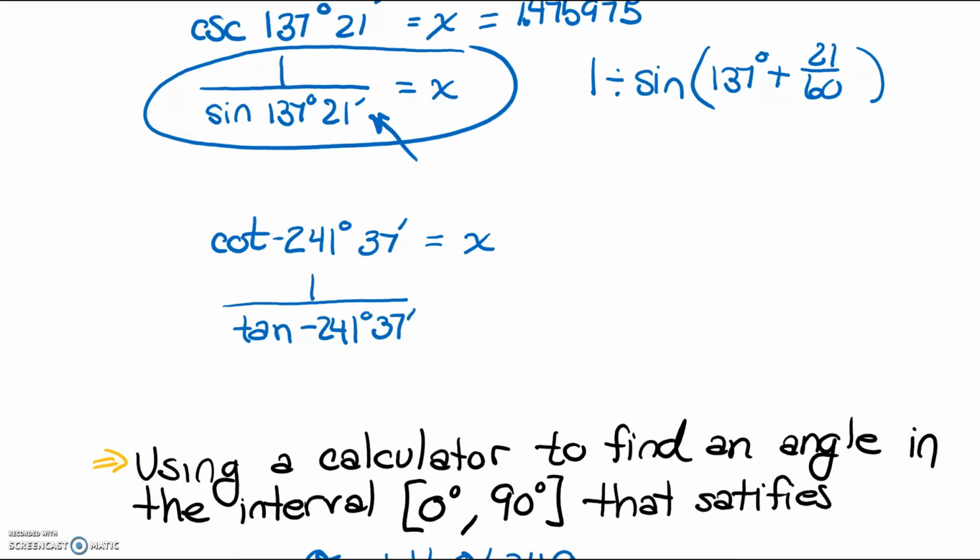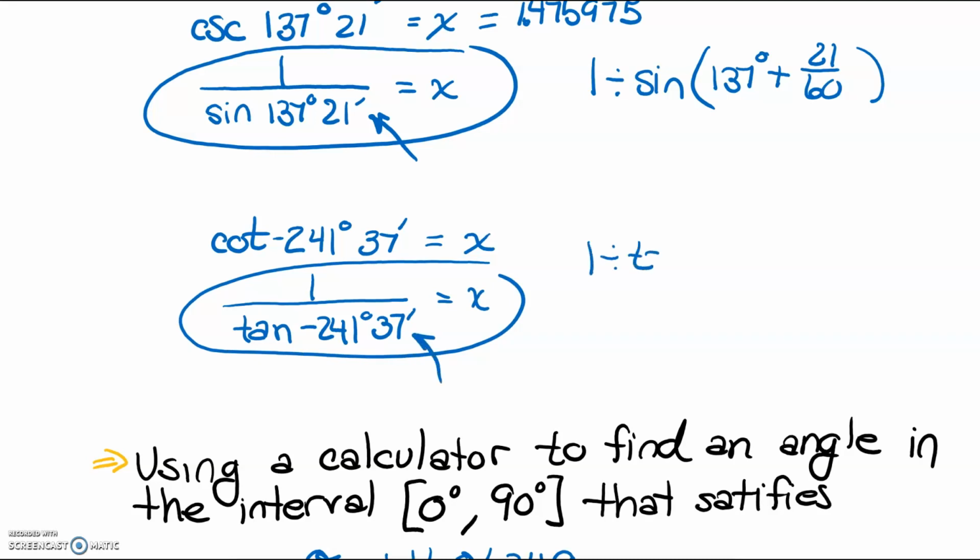So I would set up my equation like this, and I would plug this side into my calculator. So I would say 1 divided by the tangent. Now, how would I plug this in? Because this is a negative angle, I need to actually calculate this first and then negate it. So I'm going to say negative, and in parentheses again, I'm going to do 241 plus 37/60ths. And I'm going to plug it in my calculator exactly like that, and I'm going to use those parentheses as well, because it is negative 241 degrees 37 minutes, all right?